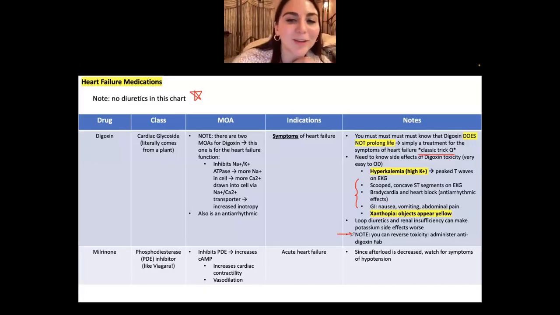Sorry, I got really excited because it's an antibody, like in immunology. You can actually reverse digoxin toxicity. Sometimes they'll tell you, patient has heart failure, started on a drug, yellow vision, hyperkalemia, and so on. What can you do to reverse the toxic effects? You can give an antibody to digoxin, which is kind of cool. They call it anti-digoxin FAB. It's just an antibody that can bind digoxin and neutralize it so it can't keep doing stuff.